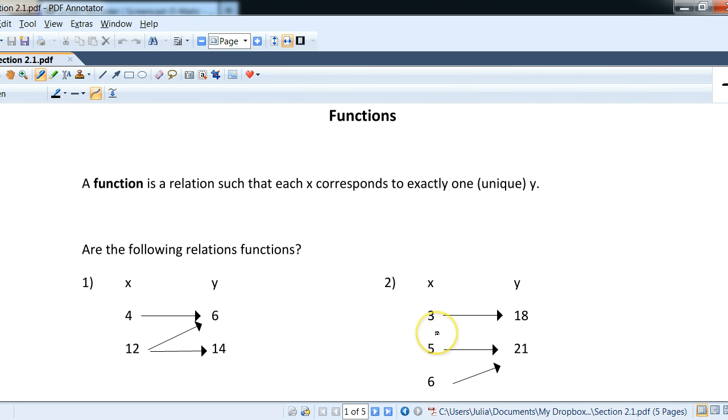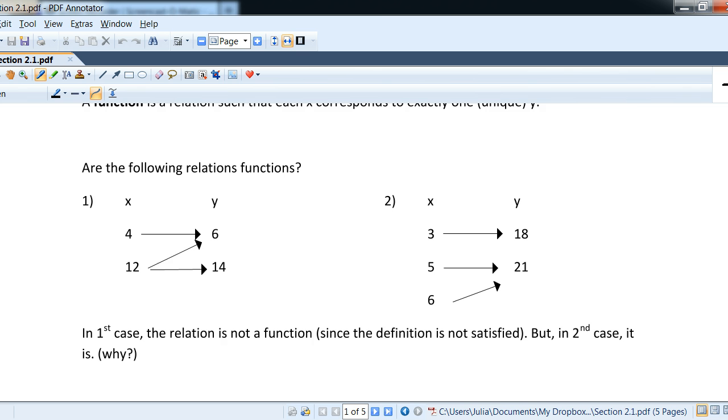Now let's take a look at number 2. Here we have a couple of x's corresponding to the same y value, but note that's actually okay, because the definition is not violated, because each x, for example 5, corresponds to one y value. Same thing with a 6. So number 2 is a function, whereas number 1 was not.